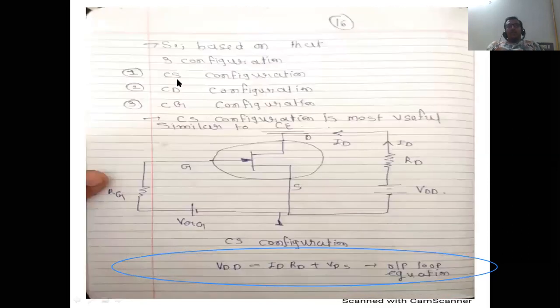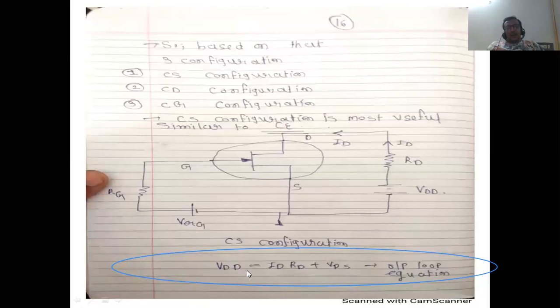See this. Three types of configuration: common source, common gate, common drain. Common source configuration is most useful, similar to common emitter configuration. That's why here source can be considered as ground, VDD can be connected as a supply, one type of reverse bias voltage. So here drain, here gate, here source, here RG resistor used to control the current, here VGG battery.